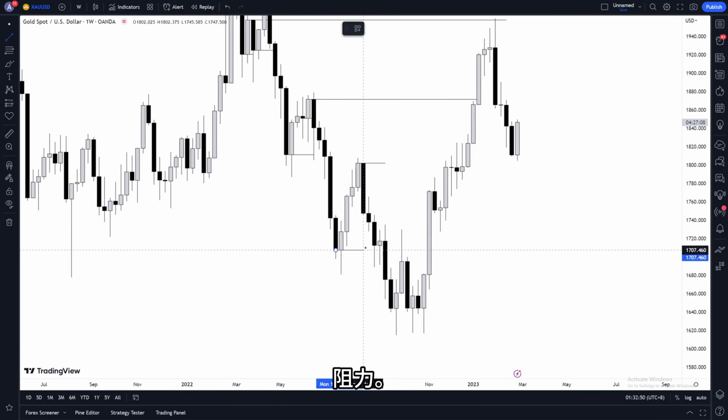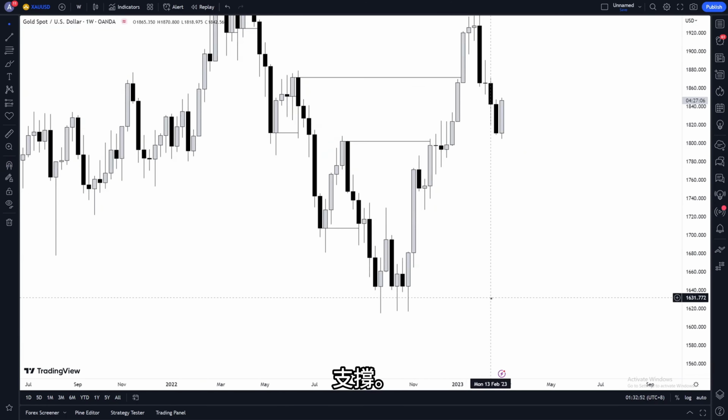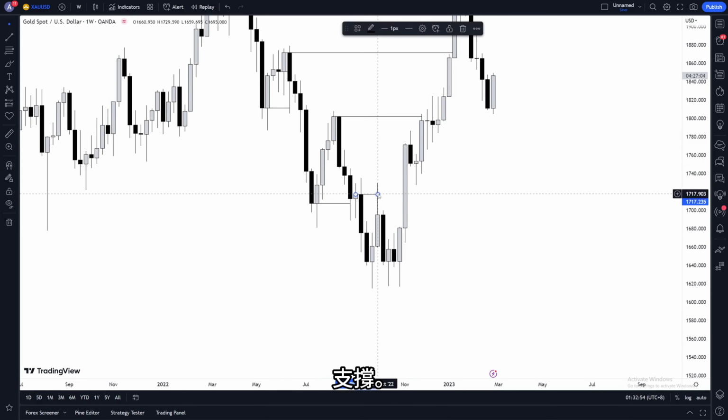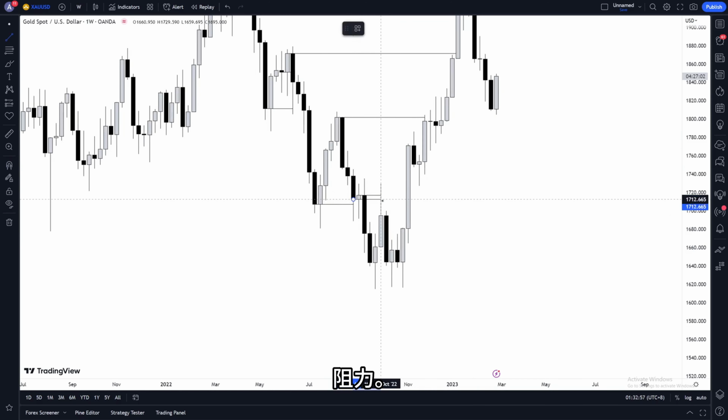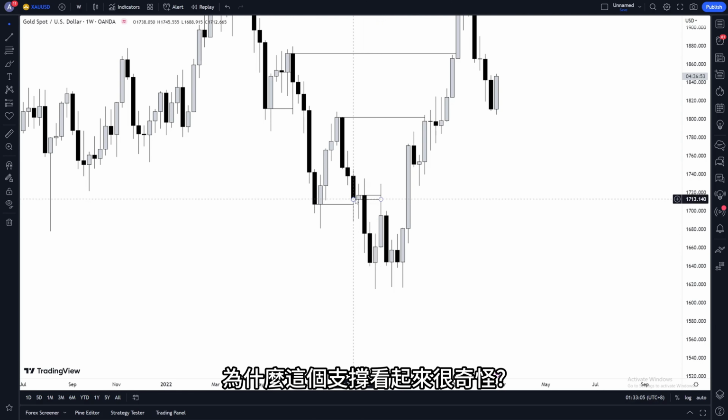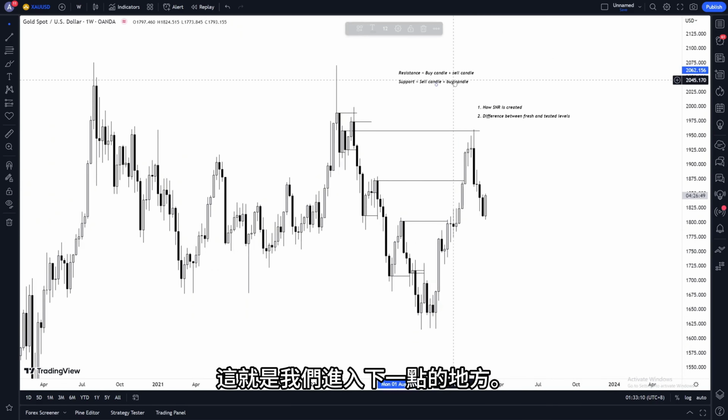Resistance. Support. Resistance. Support. Why this one? Sell, buy. Support. Why does this support look weird? Why didn't the support support it? This is known as what? This is where we come to the next point.